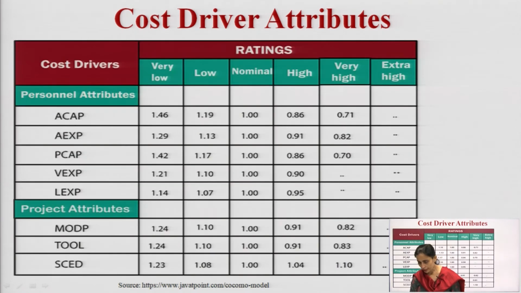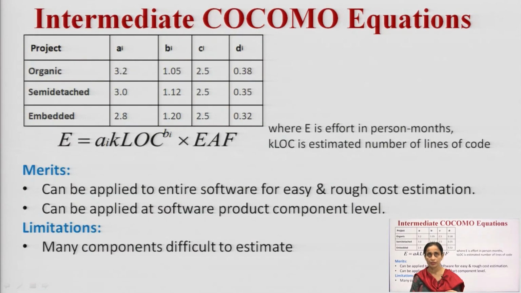So, accordingly, as per this scale, their values are calculated and given to us. For all the 15 parameters, which come under these 4 kinds of attributes, their values from very low to extra high have already been calculated. Next, I will show how I include them in my effort adjustment factor and how I calculate the effort using these cost driver attributes.